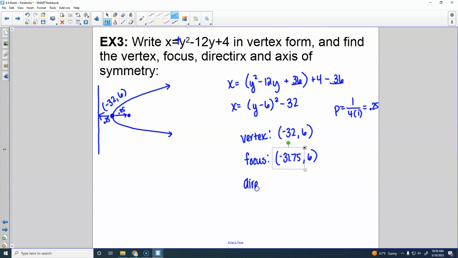Directrix is to the left. It's going to be x equals, and you're going to have negative 32 minus 0.25, so you'll get negative 32.25 for that.